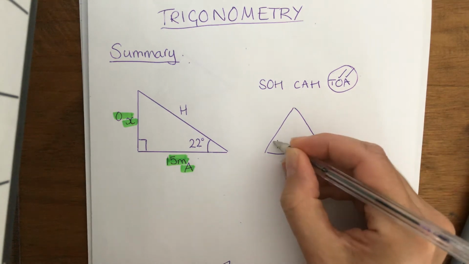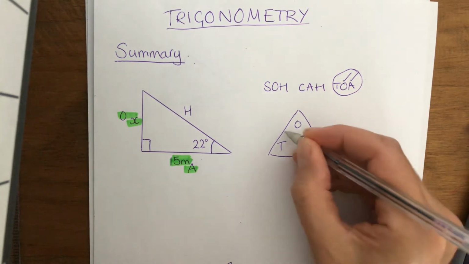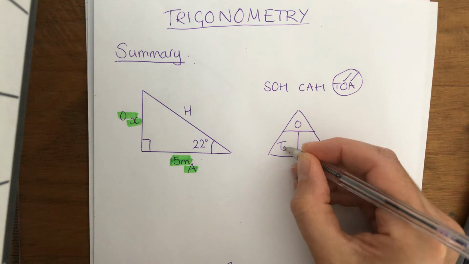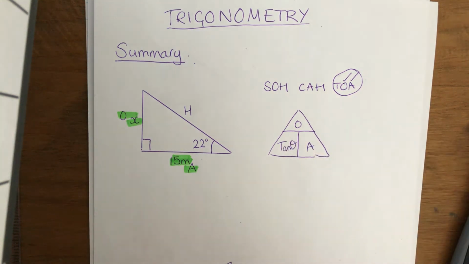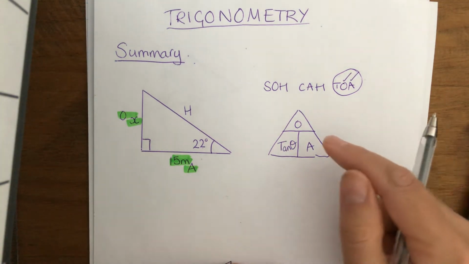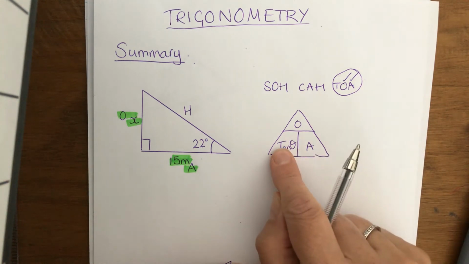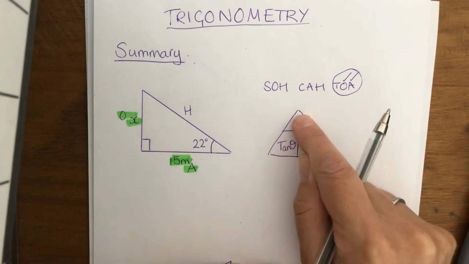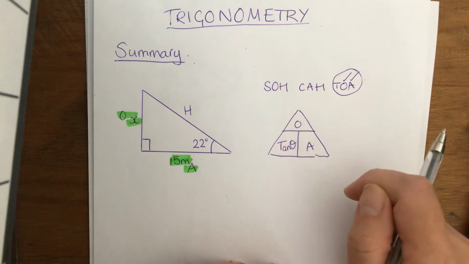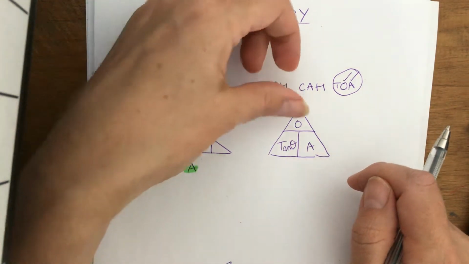So you draw the TOA triangle. You write tan of the angle here. You then decide to cover up the one you want to find. You cover up this if you want to find the angle, this if you want to find the opposite, and this if you want to find the adjacent. I want to find the opposite.